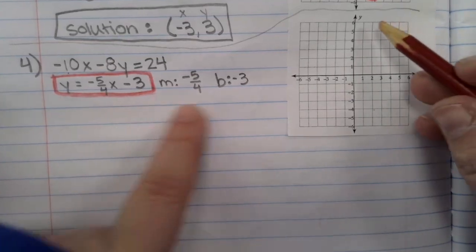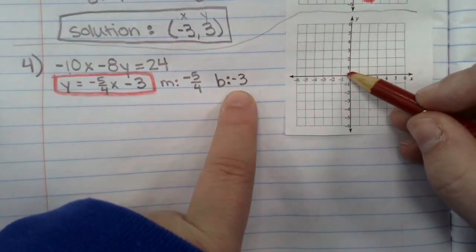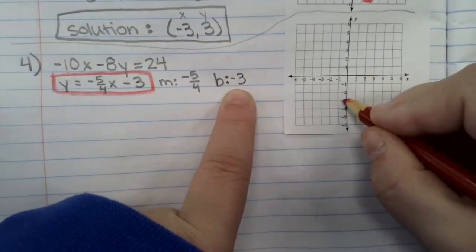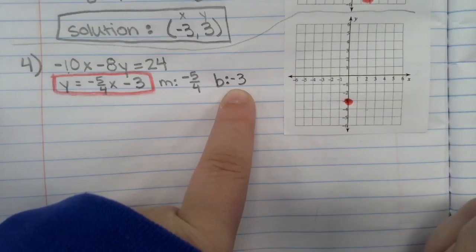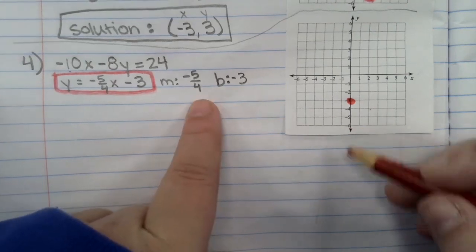All right, so I'm going to start with my B, my negative 3. So from our origin, we're going to go down 1, 2, 3. Now we're going to run into that same problem we ran into last time. Can I go down 5?